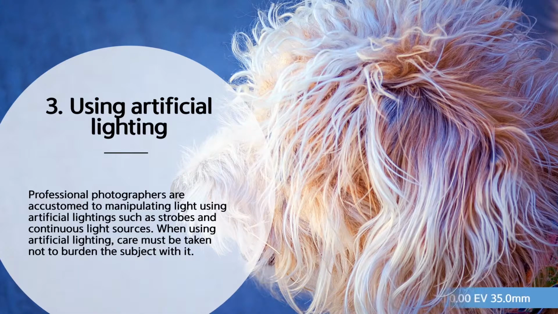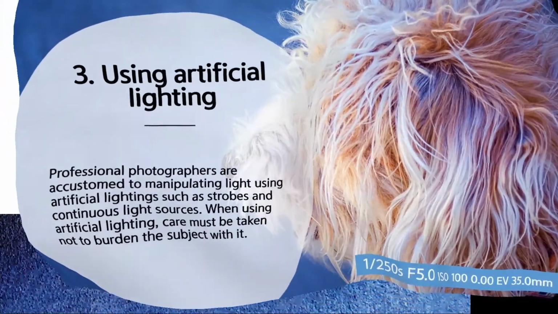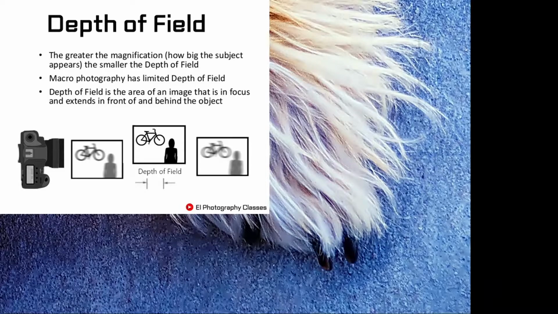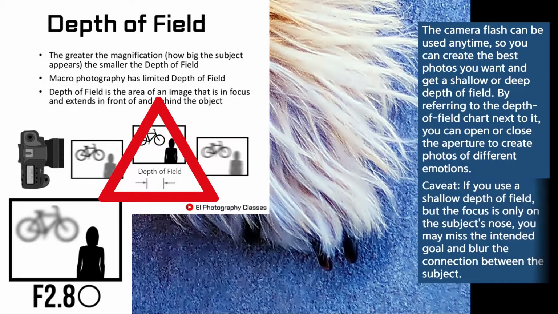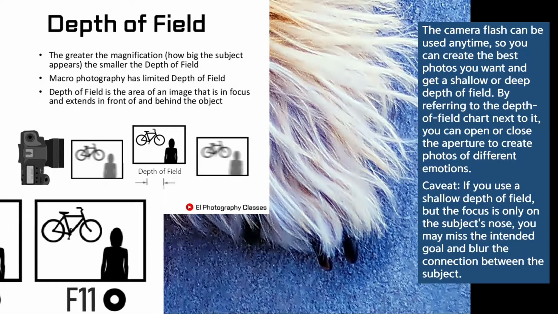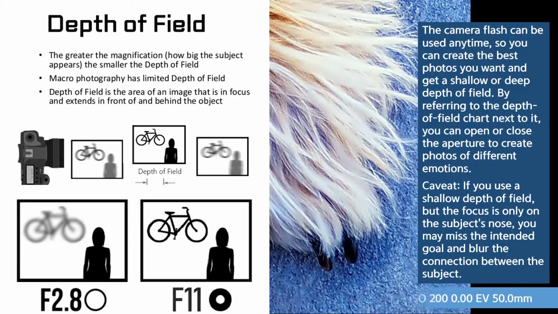Three, use of artificial lighting. Professional photographers are accustomed to manipulating light using artificial lighting such as strobes and continuous light sources. When using artificial lighting, care must be taken not to burden the subject with it. The camera flash can be used anytime, so you can create the best photos you want and get a shallow or deep depth of field. By referring to the depth of field chart next to it, you can open or close the aperture to create photos of different emotions. Caveat: if you use a shallow depth of field but the focus is only on the subject's nose, you may miss the intended goal and blur the connection with the subject.